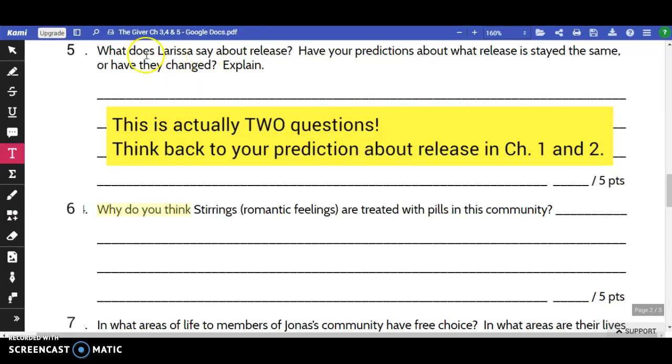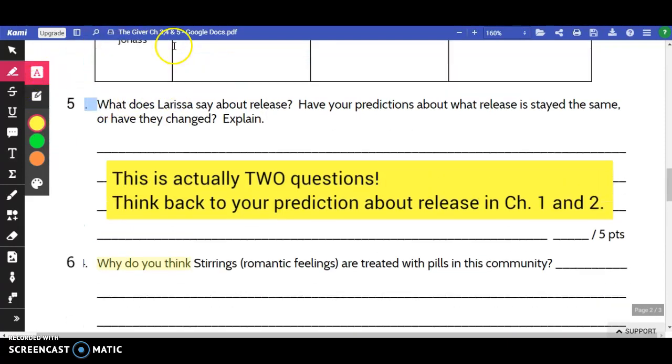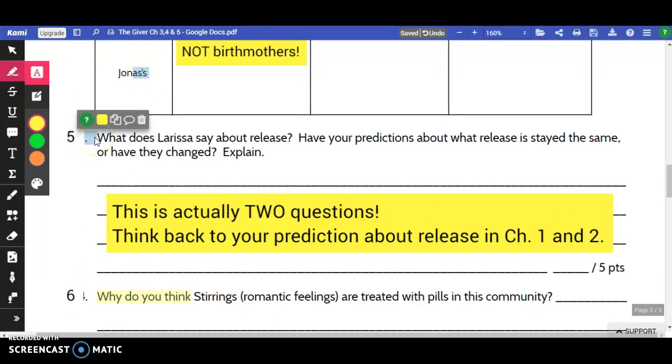Question 5. What does Larissa say about release? Have your predictions about what releases stayed the same or have they changed? Explain. So this is actually 2 questions. The first question is, what does Larissa say about release?